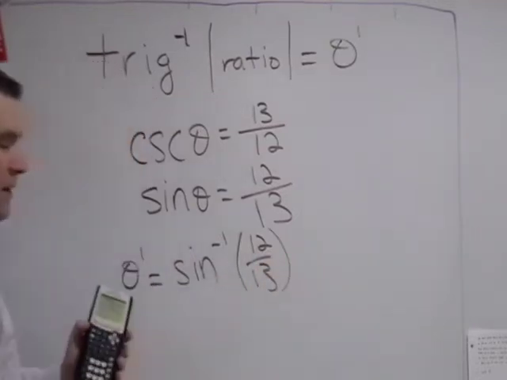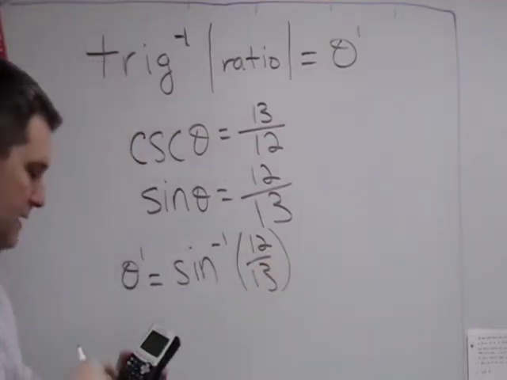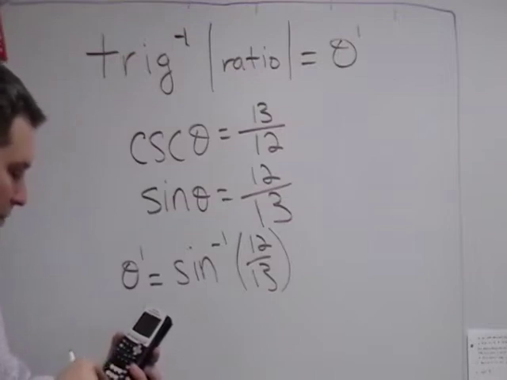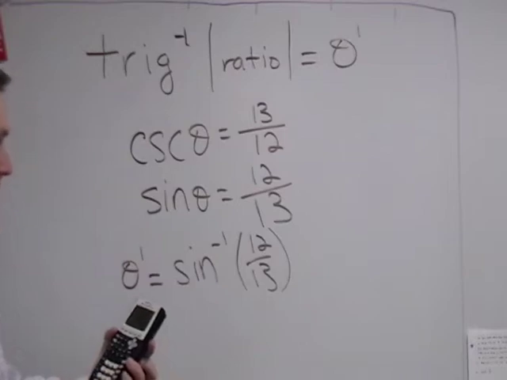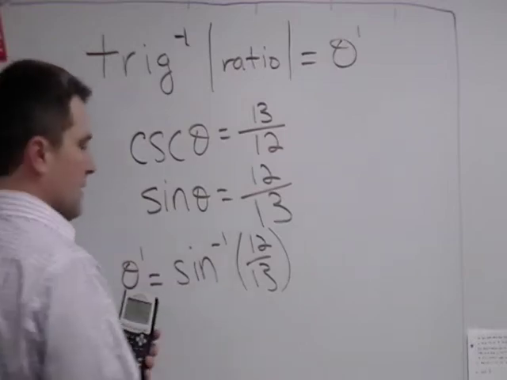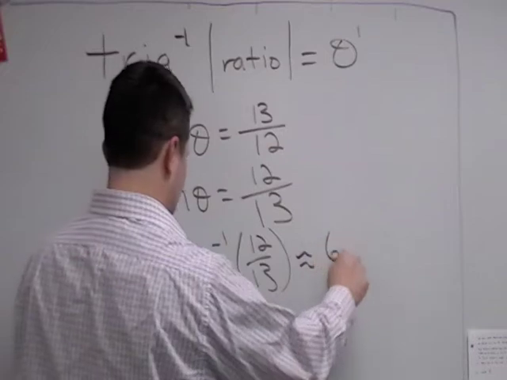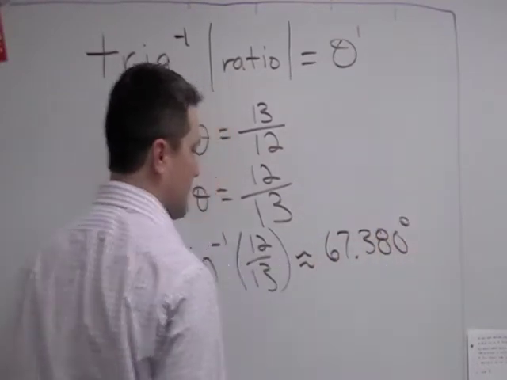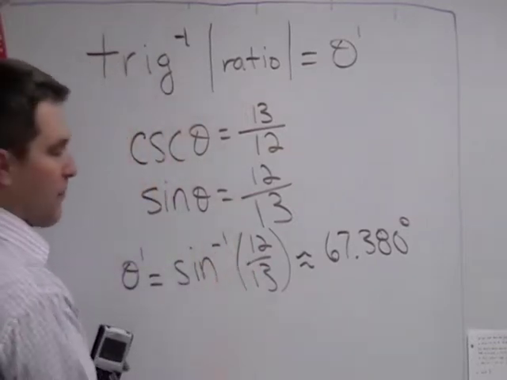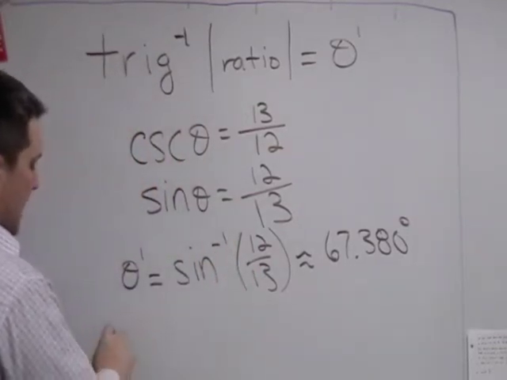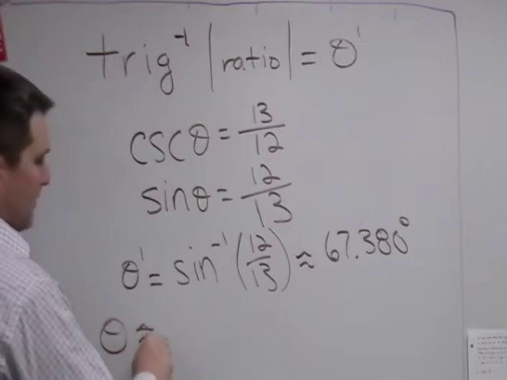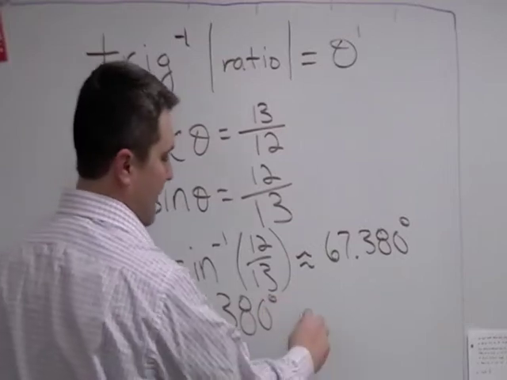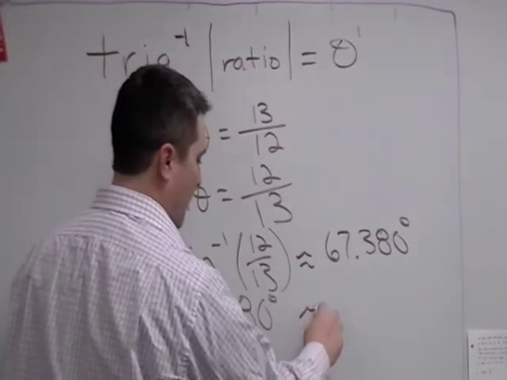I've got my calculator in degree mode because I want a degree. So here we go. Sine inverse of 12 divided by 13 equals, and that's going to be approximately 67.380 degrees. So since we're in quadrant 1, theta prime equals theta. So theta is approximately 67.380 degrees. And then I will also find the radian format.